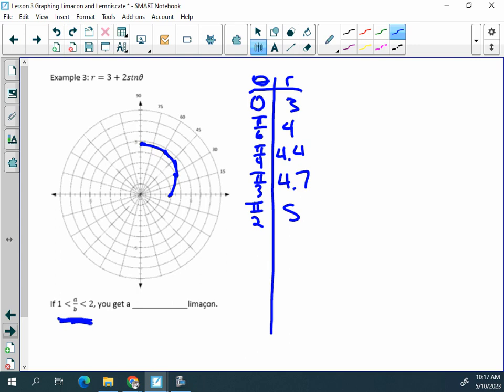Okay, then plugging in 2 pi over 3. Whoops, sorry. Sine of 2 pi over 3 is not 1/2, it's square root of 3 over 2. Times 2 is square root of 3 plus 3. That's going to get us that 4.7. So we're going to see some symmetry. So we'll get 4.7. Plug in 3 pi over 4. You're going to get out 4.4.